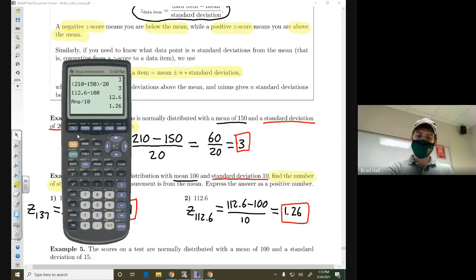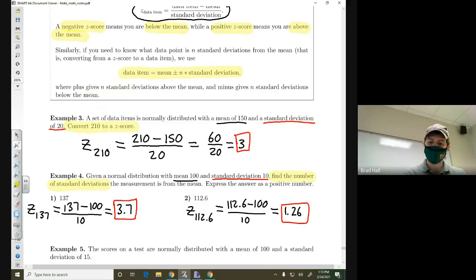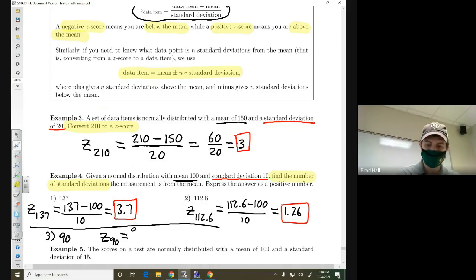Now I'm surprised I didn't choose an example that resembles the next thing I'm going to write down. I'm going to throw in an extra example down here, and I want to pick 90. There's a specific reason why I'm choosing 90. So again, we would work it out the exact same way. 90 minus 100 divided by 10. And so that's negative 10 divided by 10, which is negative 1. But negative 1 is not the answer.